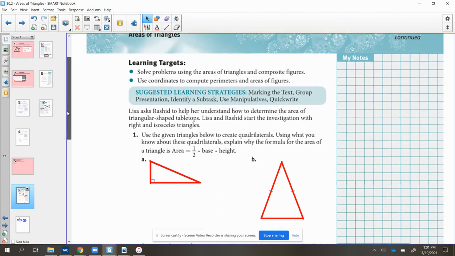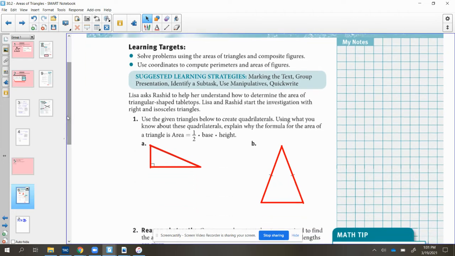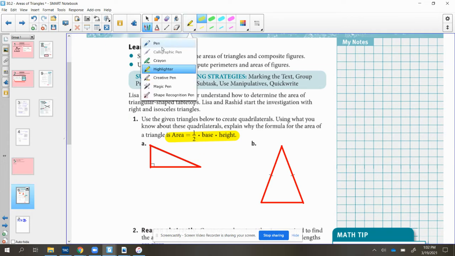Now, the area of a triangle is described as 1/2 the base times the height. So if we think back to what we talked about in the last lesson, we focused on how the area of a rectangle or a parallelogram was base times height. Today's is half of that. Now, why is it half of that?